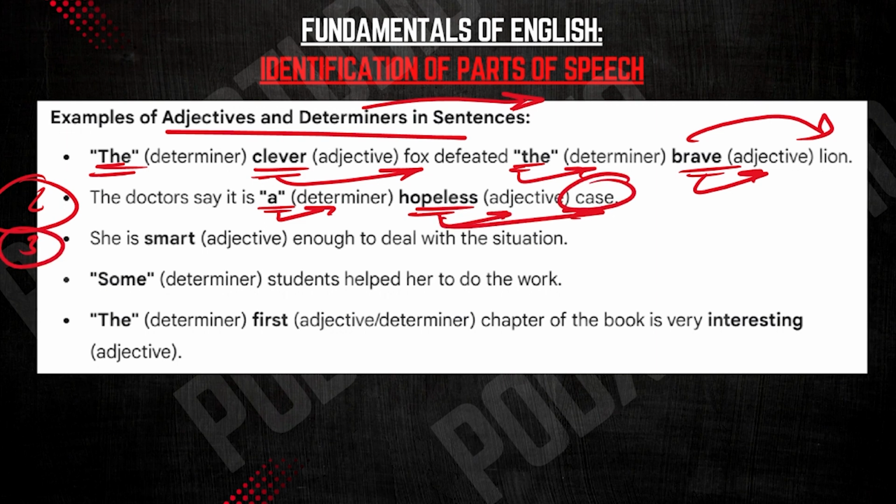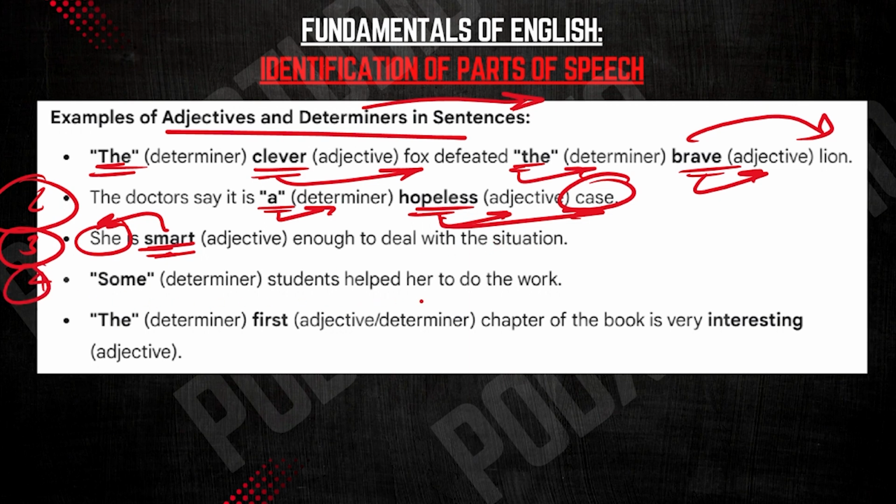Let's move with the third one. She is smart enough to deal with the situation. Here again, smart, you can say that it's an adjective because it's telling about the noun. And the noun here is she. And we know that smart has some degrees like smart, smarter, smartest. That's why here smart is not a determiner. Enough, deal with the situation. Here there's no determiner. Let's move with the fourth one.